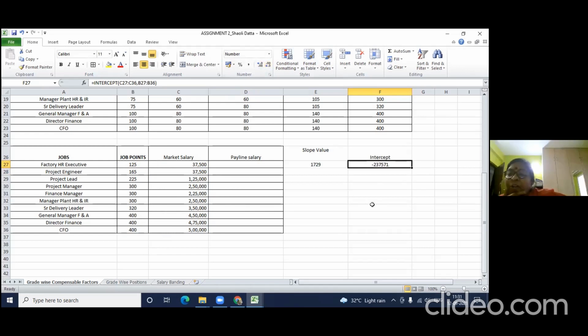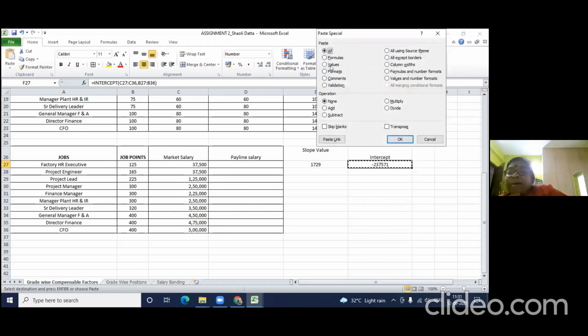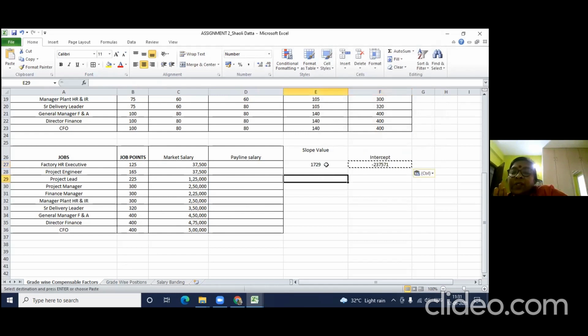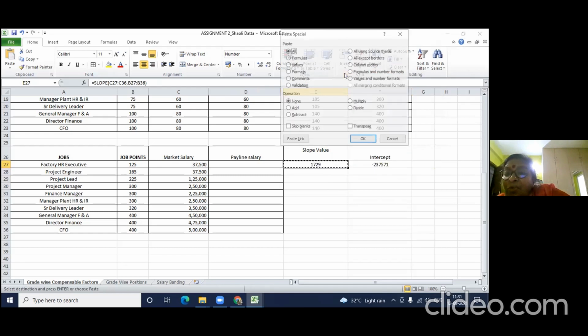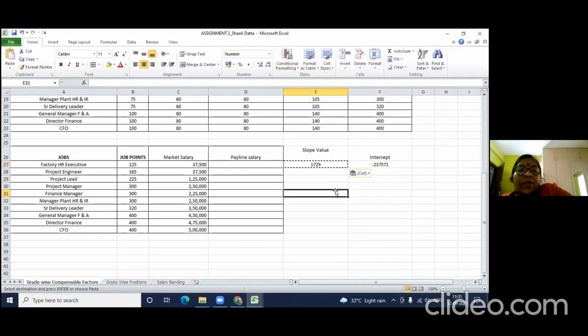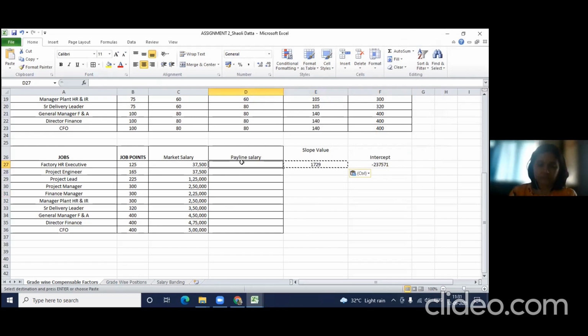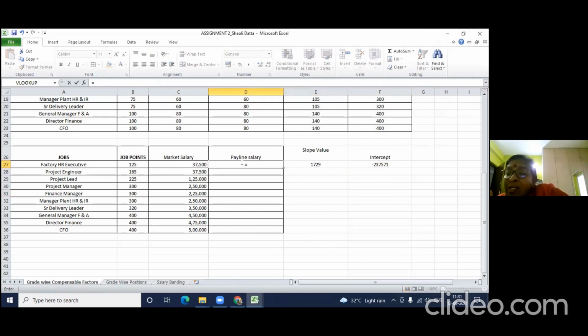Okay. So what did you get, guys? You got two values. What are you doing? Linear regression, the slope value and the intercept value. Got it? Okay. Now, how will you calculate what you need to pay? Now come to your D27, pay line salary. Click. Now, what is the formula? The formula is equal to, okay. Now your slope value and intercept are all constant.